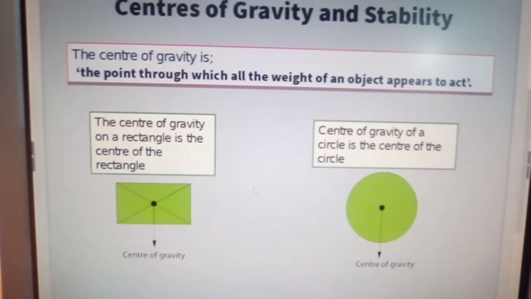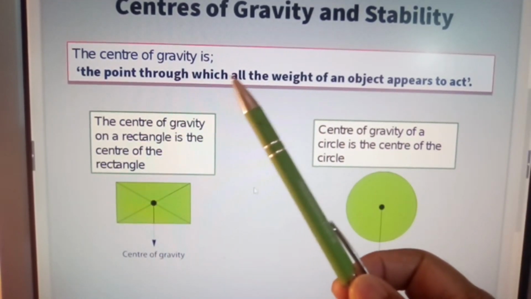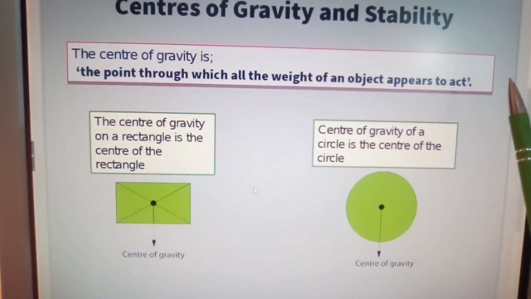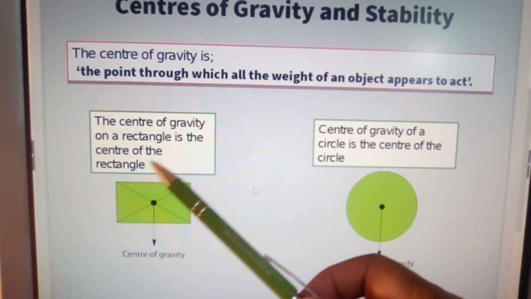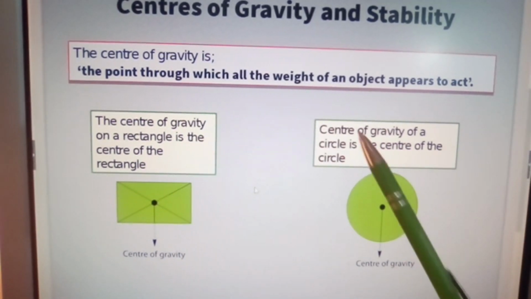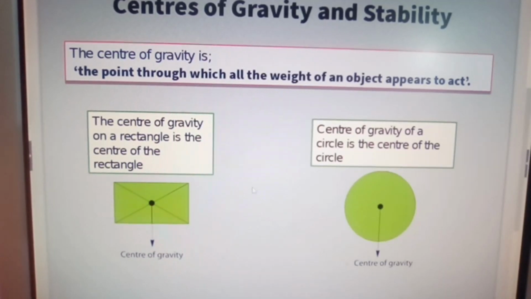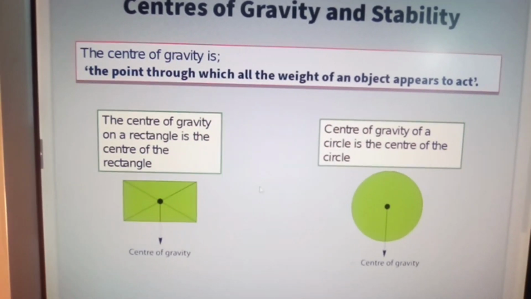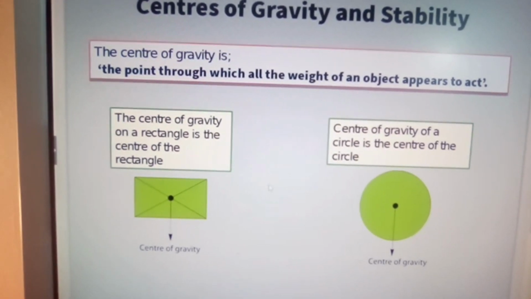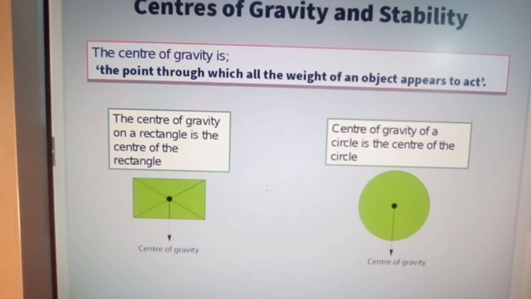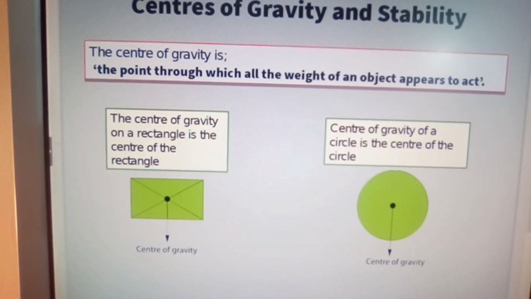Right, here we have center of gravity and stability. The center of gravity is the point through which all the weight of an object appears to act. The center of gravity of a rectangle is the center of the rectangle. The center of gravity of a circle is the center of the circle. Now, if you move the center of gravity, then you're going to create a weight shift which will cause an imbalance. Therefore, your object may well fall over. So keep that in mind.